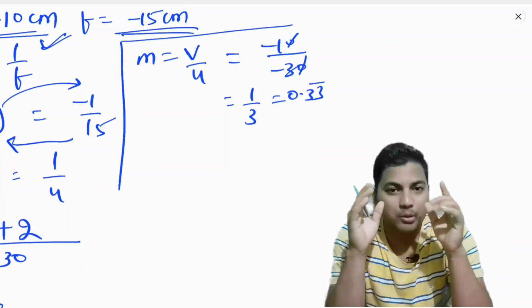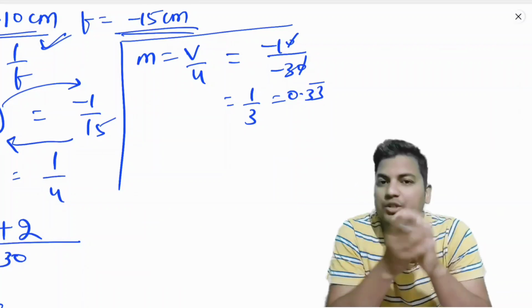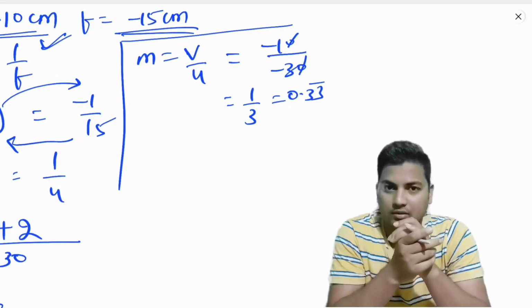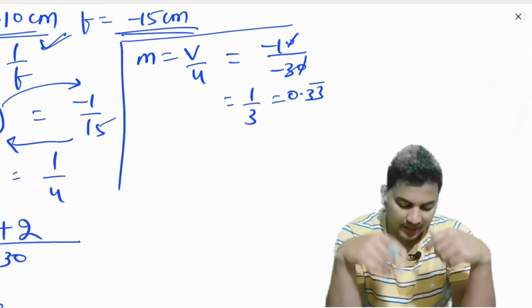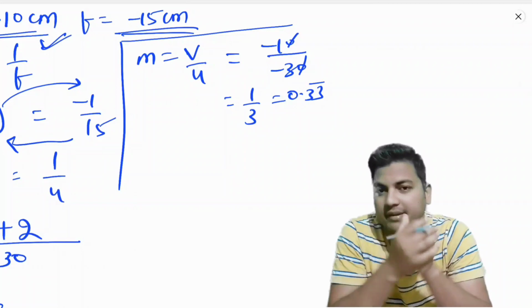So here we will always be getting a reduced image. That's why our answer should always be less than 1. And that's the answer we got. And we got what? A positive answer value.